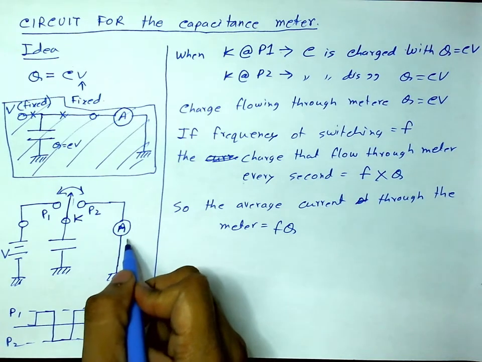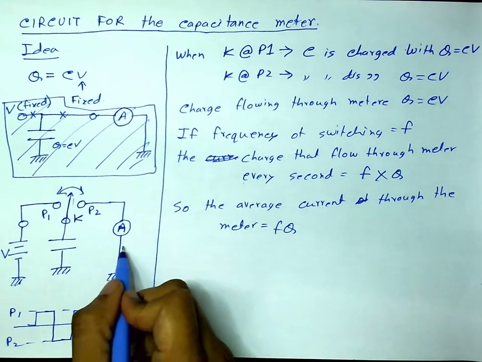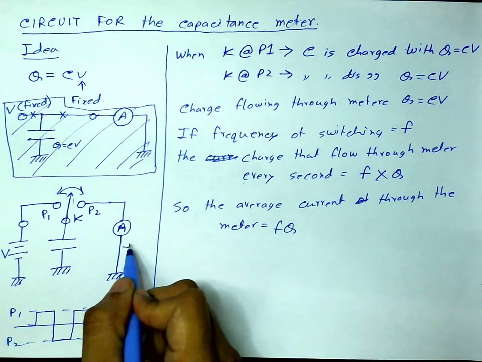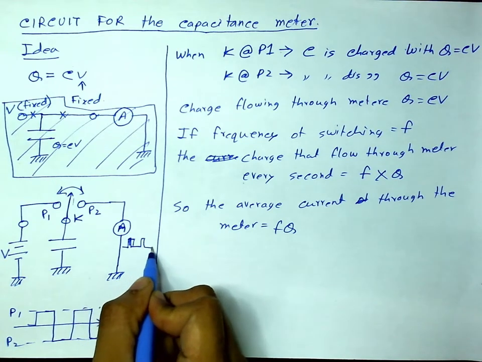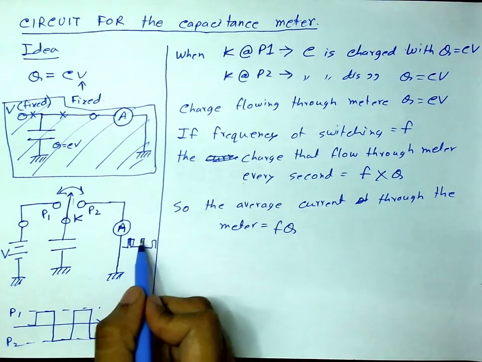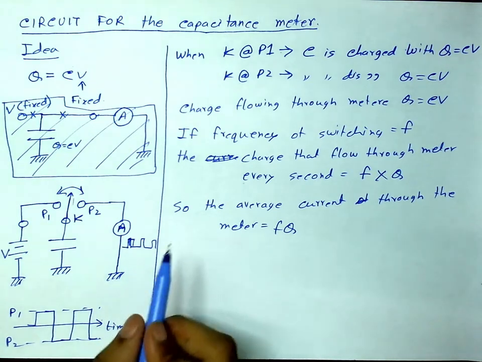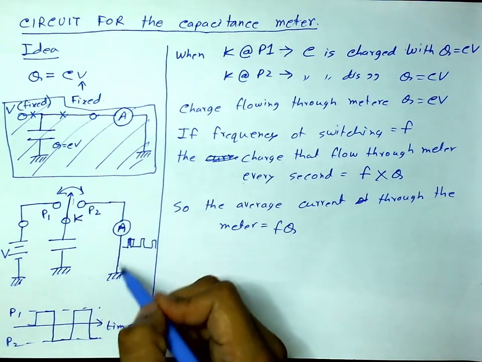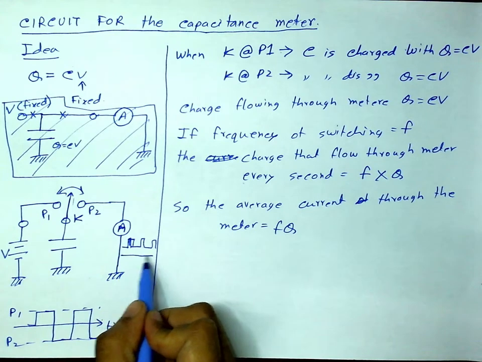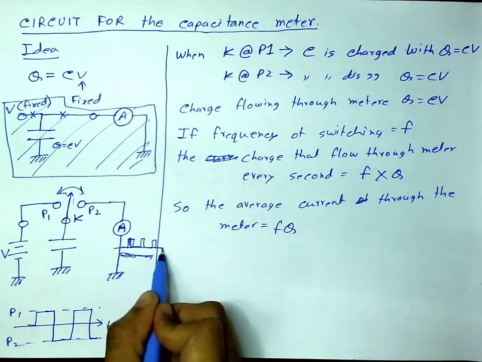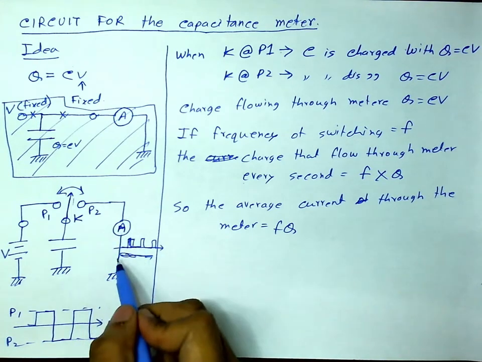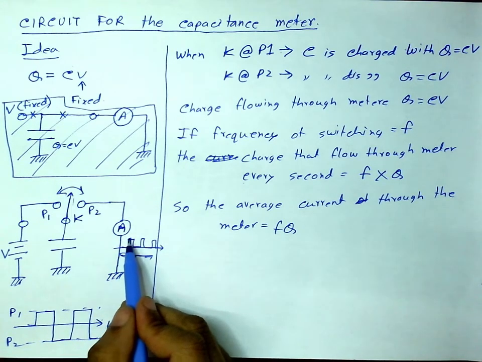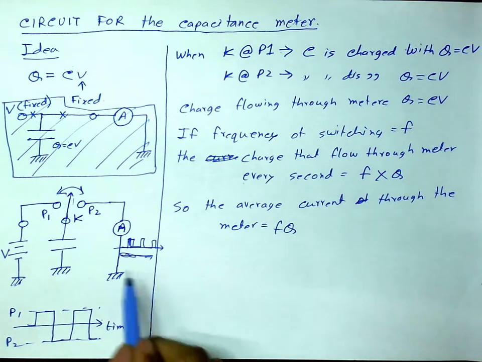Of course, this is not happening at a uniform rate. Sometimes there is some flow of current, and then no flow, then again some flow, then no flow. I'm not very sure about the exact pattern, whether it's square or anything, but there is a fluctuating current. So this is the time axis. There is a fluctuating current that goes through the ammeter, and the average value of that is F times Q.